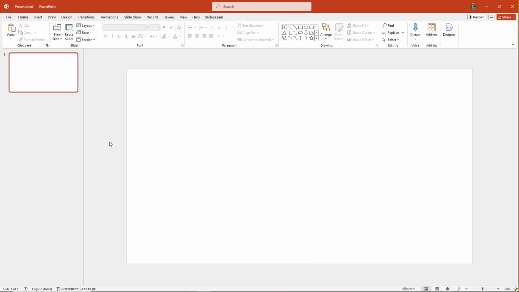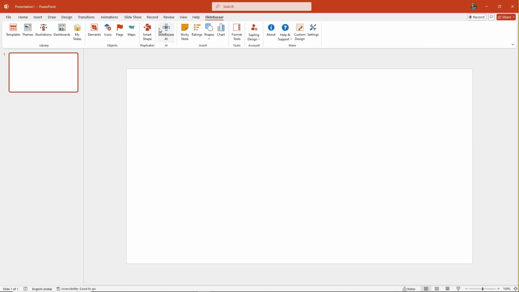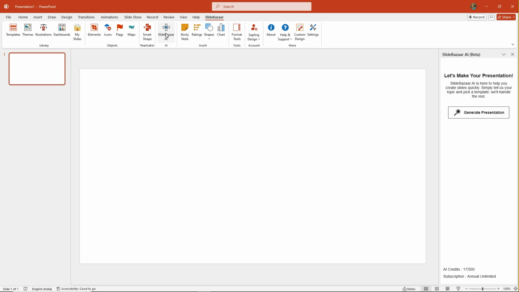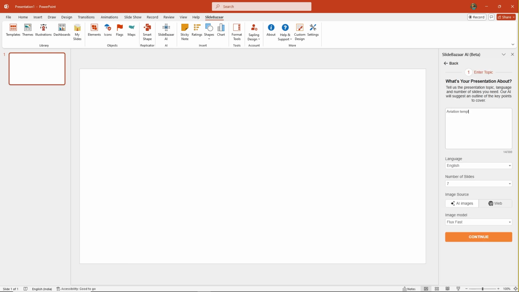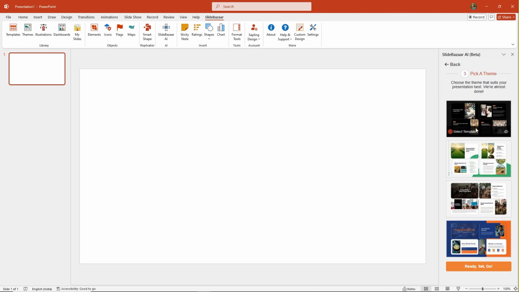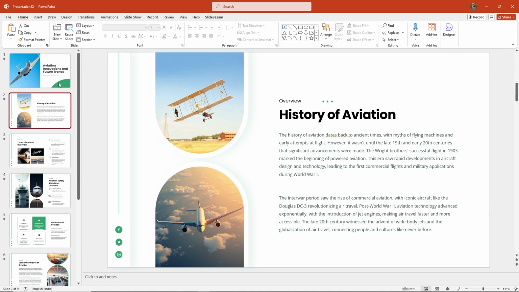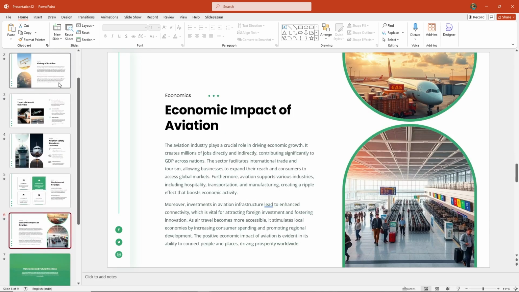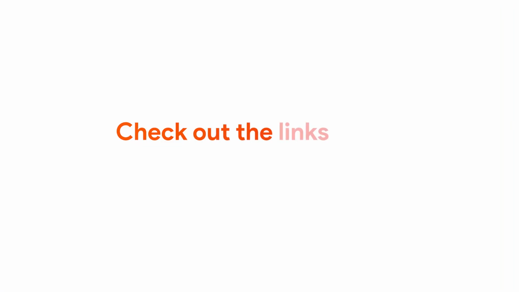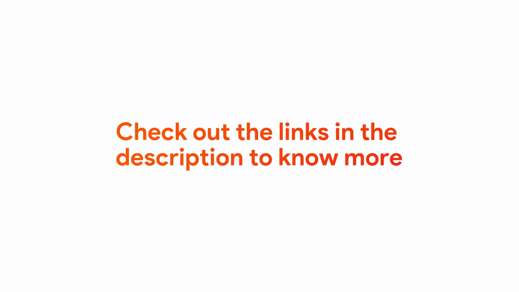Here is a bonus tip for you. To create a complete presentation in just a few minutes, you can also use SlideBazaar's AI tool found inside the free add-in. Simply enter your topic, customize the outline, choose an image source and a theme, and your presentation is ready in just a few minutes. Try it out now using the link in the description. It is completely free to use.